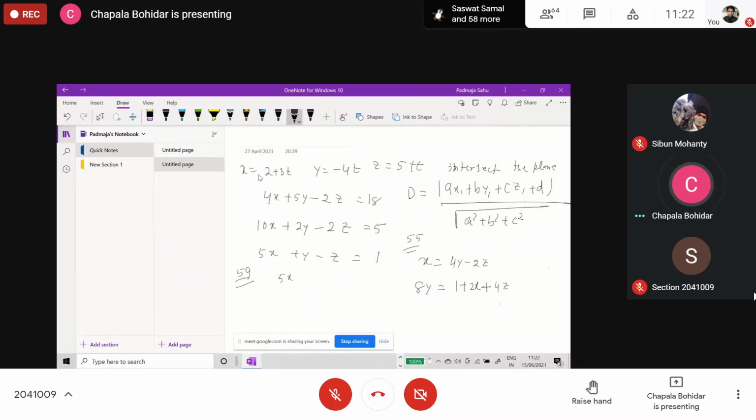Type x minus 2y. There is one example in your book, isn't it? One example is there. What will you do? Symmetric equation for the line of intersection of the planes.